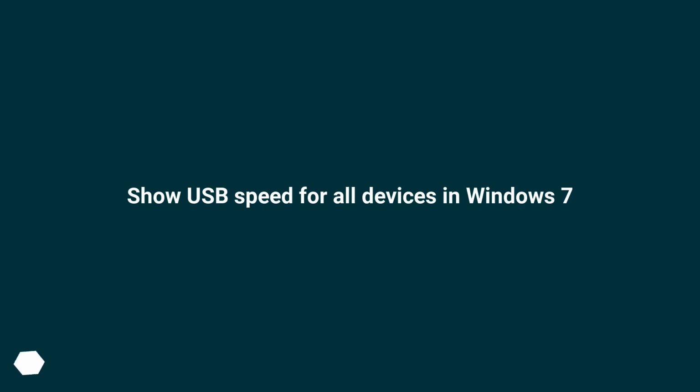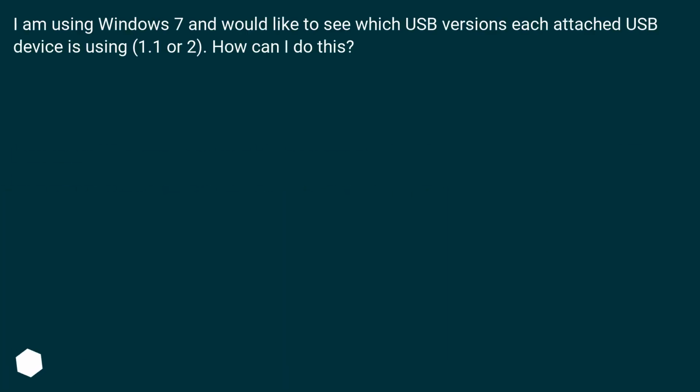Show USB speed for all devices in Windows 7. I am using Windows 7 and would like to see which USB versions each attached USB device is using, 1.1 or 2. How can I do this?